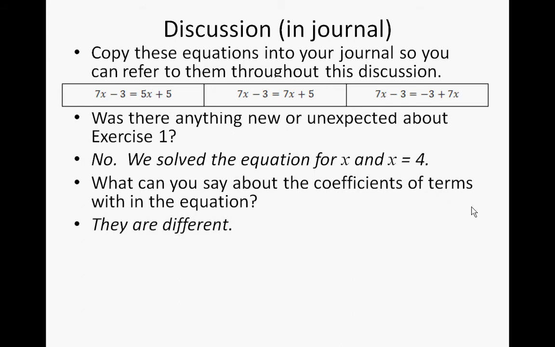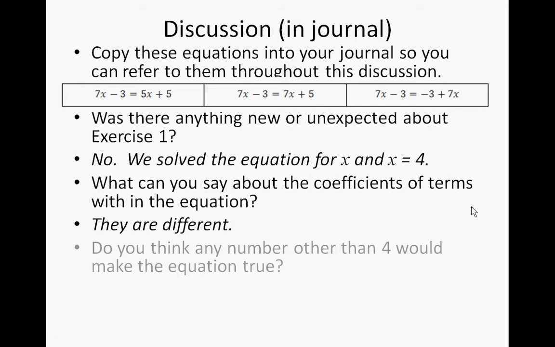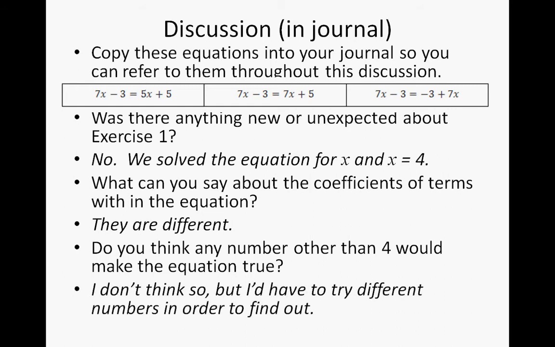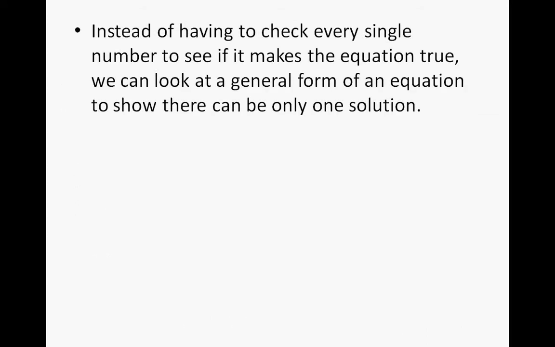Well, you would say that they are different. So do you think any number other than 4 would make this equation true? Well, you probably don't think so, but you'd have to try different numbers in order to find out. So the old guess and check. So instead of having to check every single number to see if it makes the equation true, we can look at a general form of an equation to show that there can only be one solution.